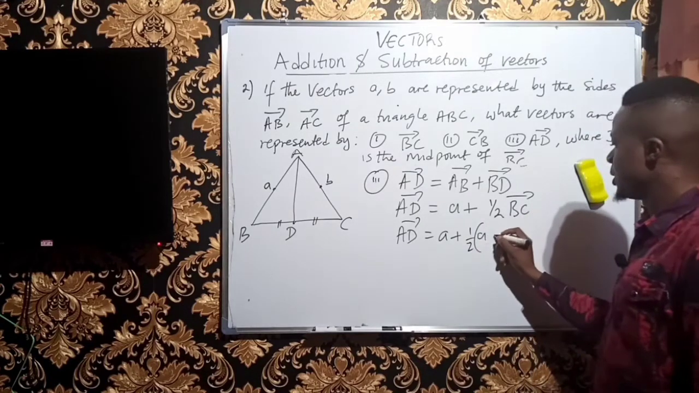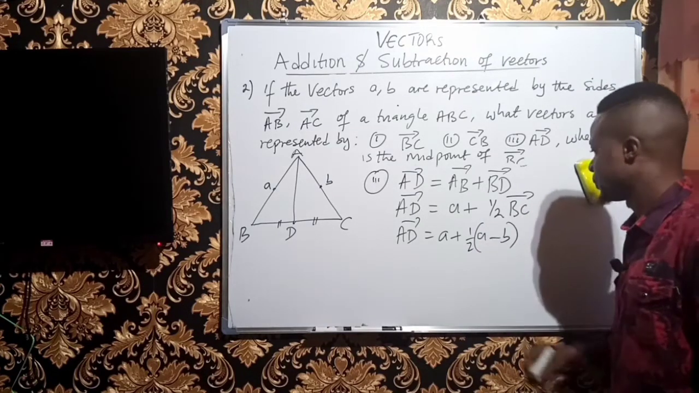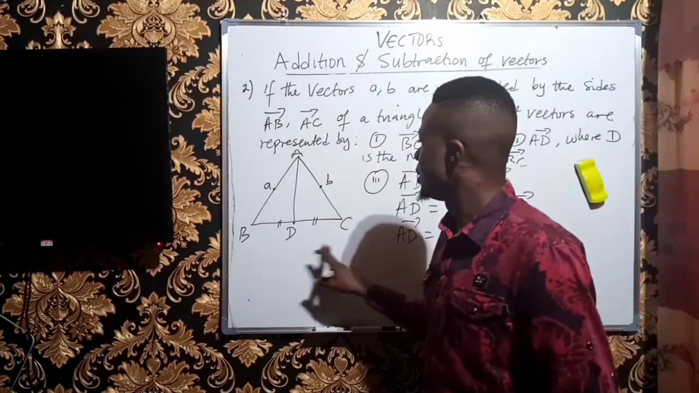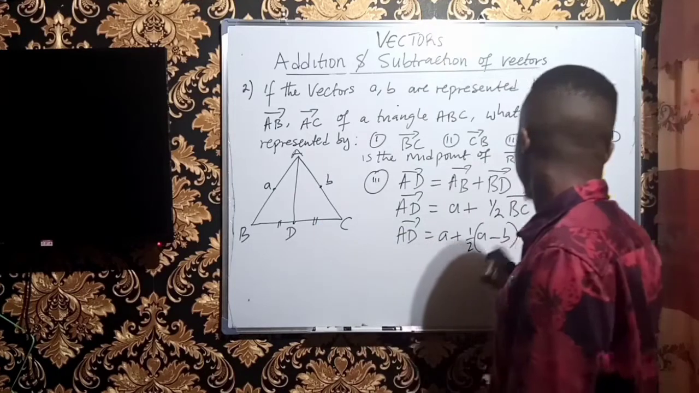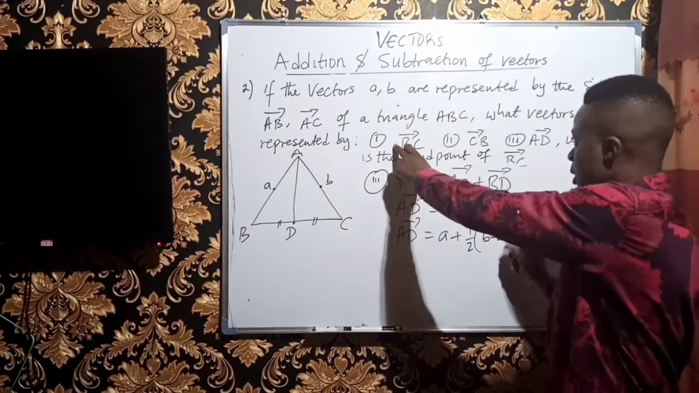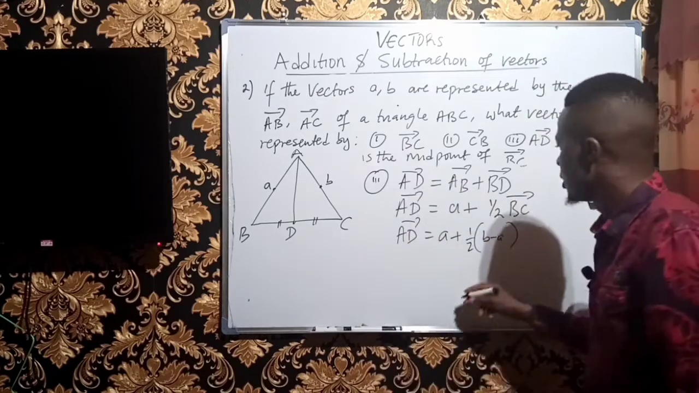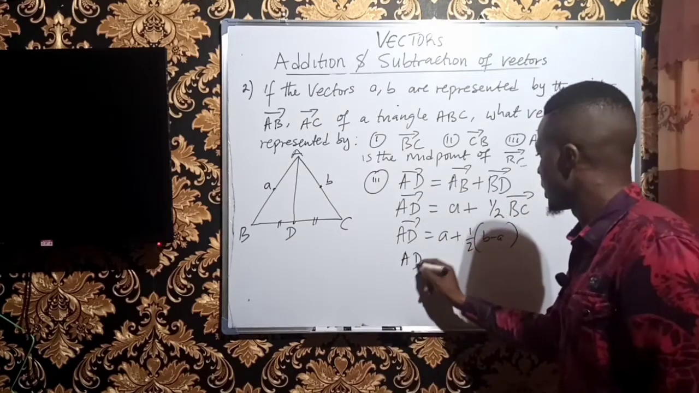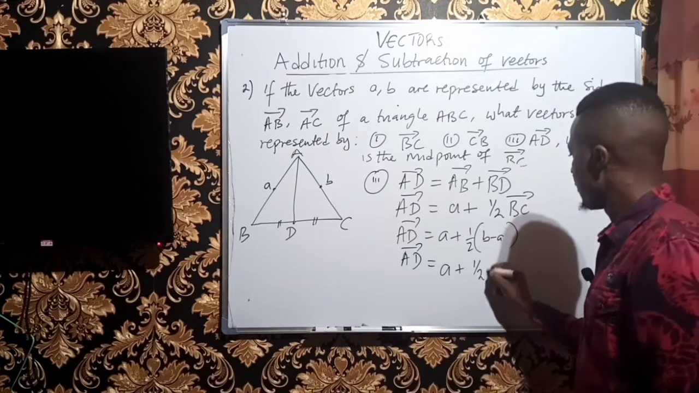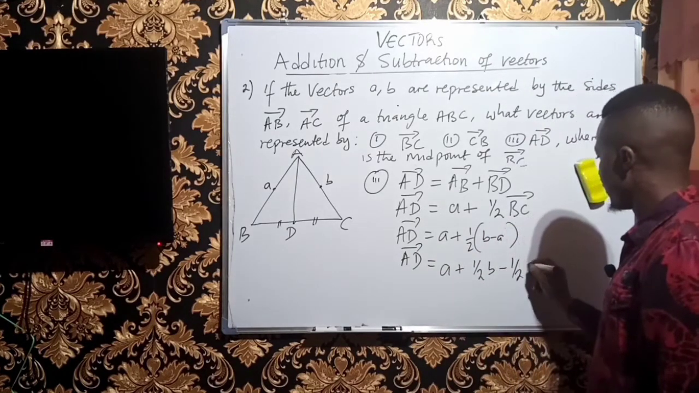Look at your half. BC is A minus B, or B minus A. Let's see. BC is BA, so it's B minus A. So BC, we have B minus A. If I open the bracket, I'll have that vector AD is A plus half B minus half A.